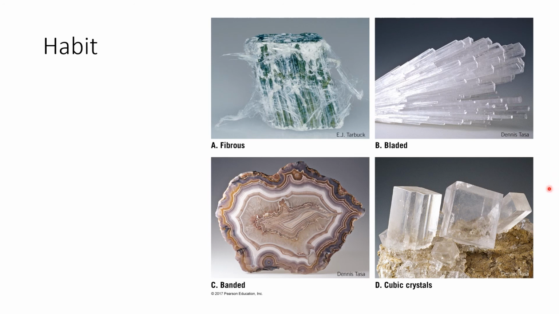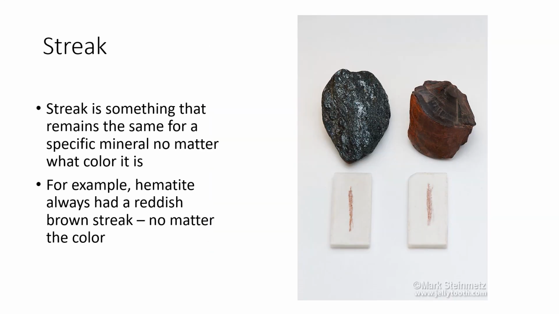So we're going to go over some habits again. Okay, fibrous, botryoidal, cubic. Here's another example of banded agate. And then we have streak. So streak is something that remains the same for a specific mineral no matter what color it is. Here we have two different types of hematite. One is very red, one looks gray.